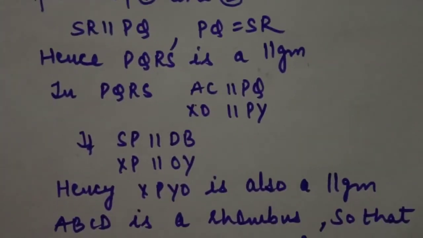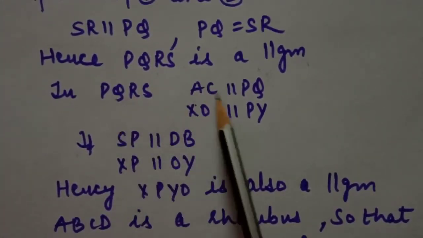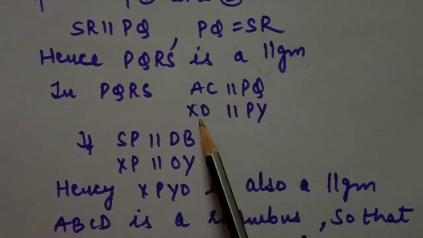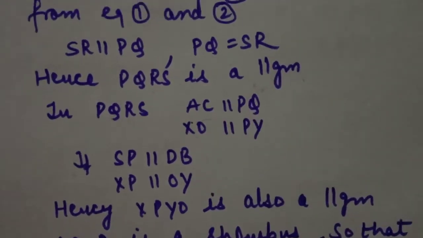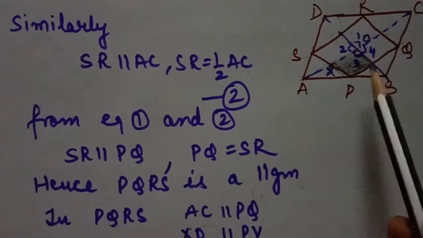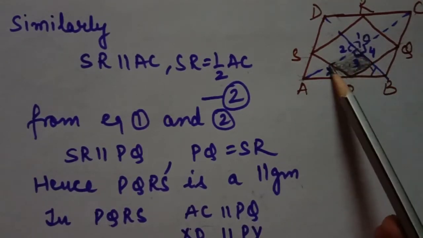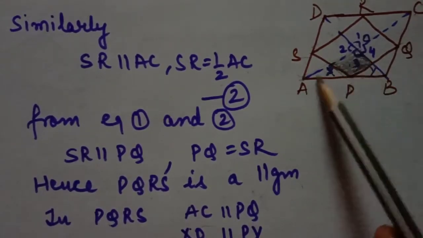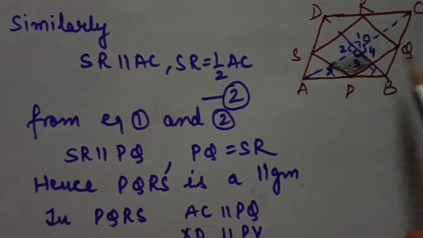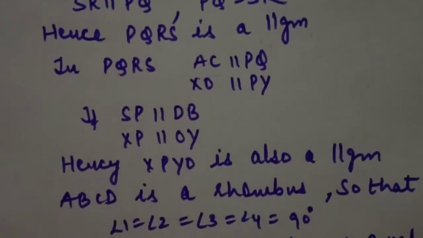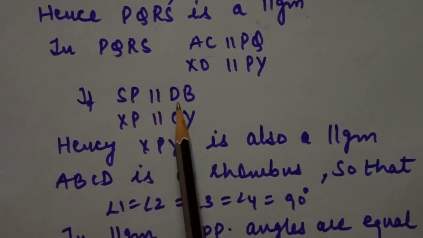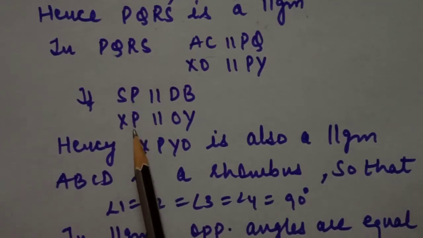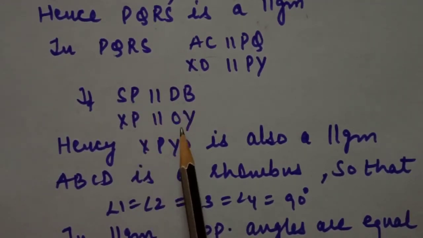So students, how will we write? In PQRS, AC is parallel to PQ, so the part of AC, XO, and the part of PQ, PY, are also parallel to each other. Here we have X, here we have O. XO is parallel to PY. Similarly, SP is parallel to DB by the midpoint theorem, so part of SP, which is XP, and part of DB, which is OY, are both parallel to each other.